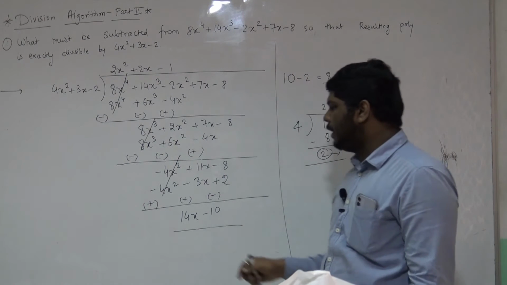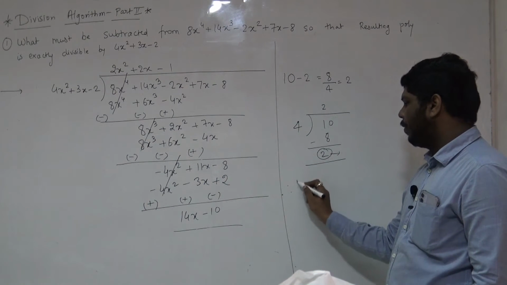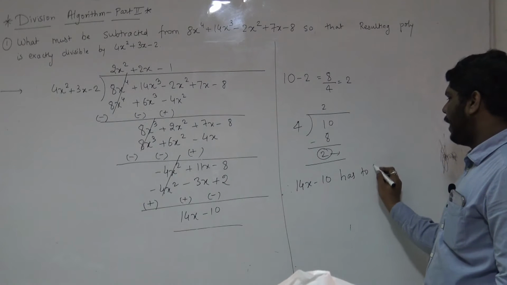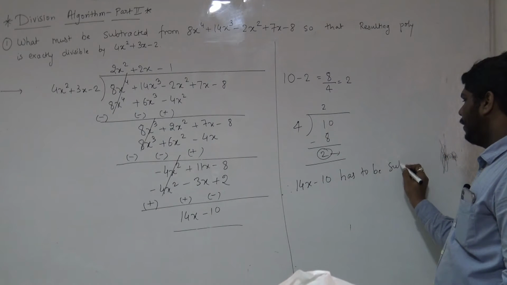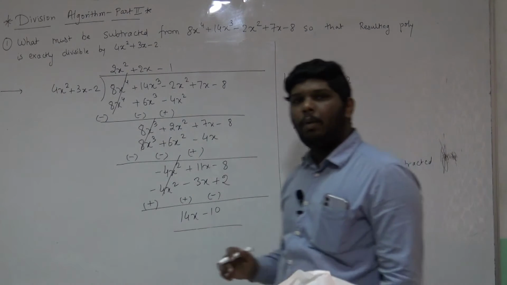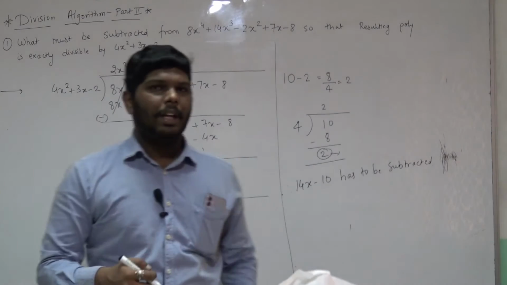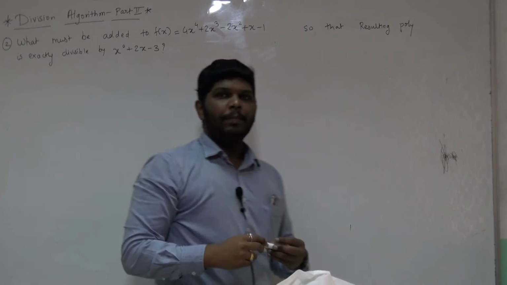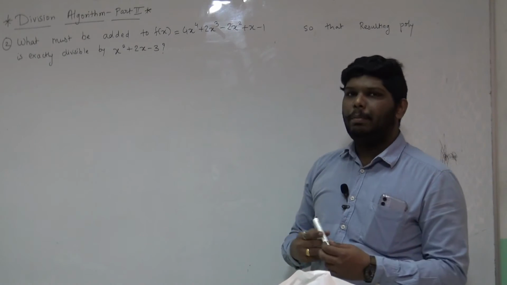Okay. So final answer, how will you write? Therefore 14x minus 10 has to be subtracted. Okay, has to be subtracted. That's it. Now let us check one more example where the question will be asking you what must be added. Let us check example number 2.